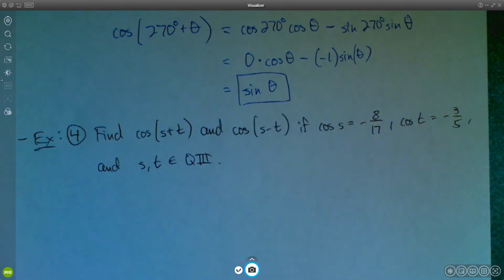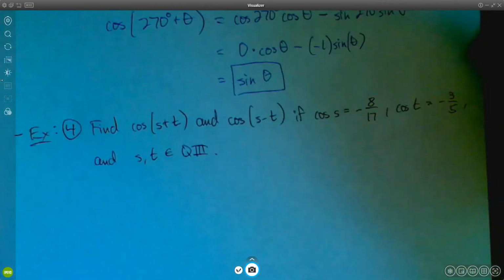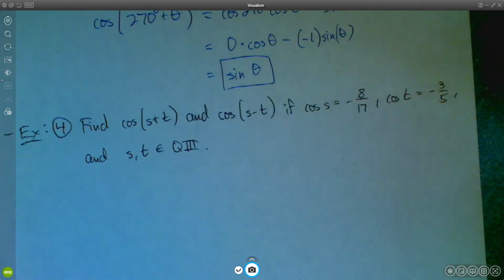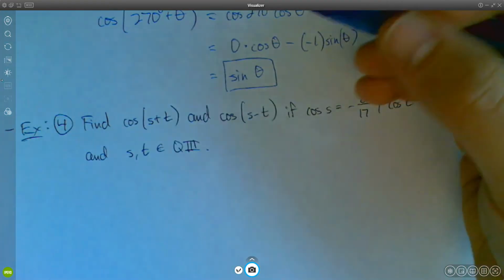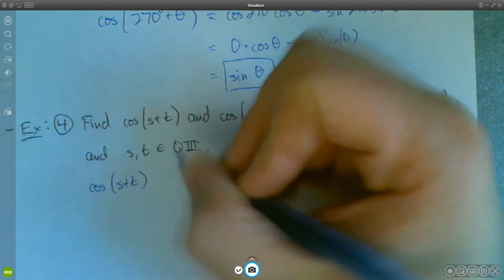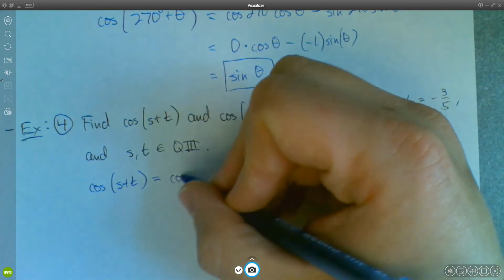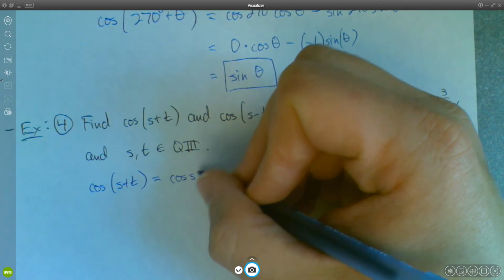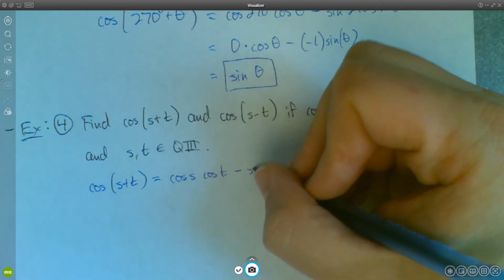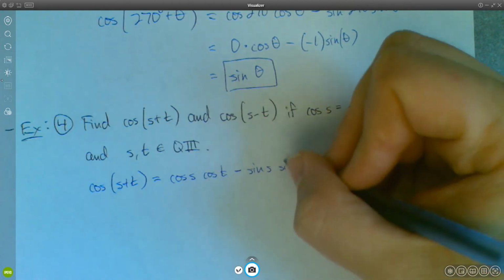Okay, so this might seem a little bit overwhelming at first. It's helpful to start writing stuff down. Like if I want to find cosine of s plus t, well, what is entailed there, right? What do I really need? So cosine of s plus t is cosine s times cosine t minus sine s times sine t.